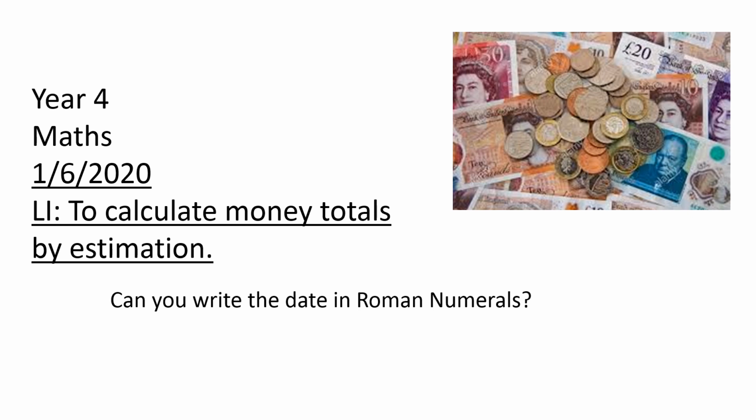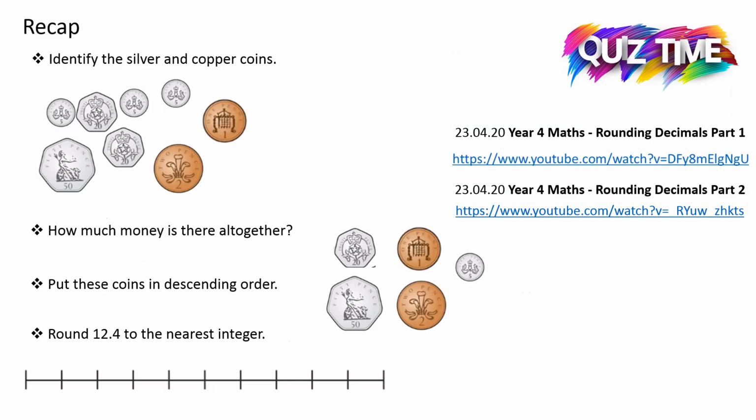Now we're going to be continuing on with our money topics, so I want you to get your pencils and your papers and exercise books out and write down the short date, the 1st of the 6th, 2020, and the LI to calculate money totals by estimation, and I want you also to write down the date in Roman numerals. Well done, everyone.